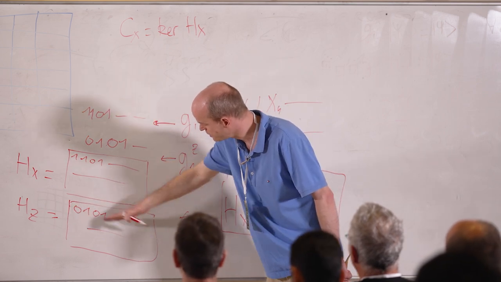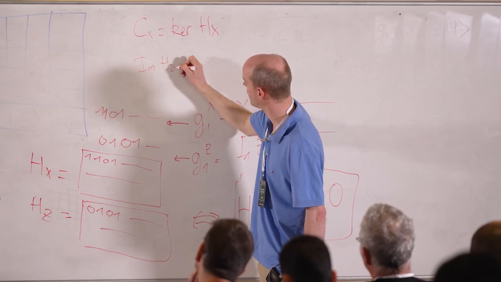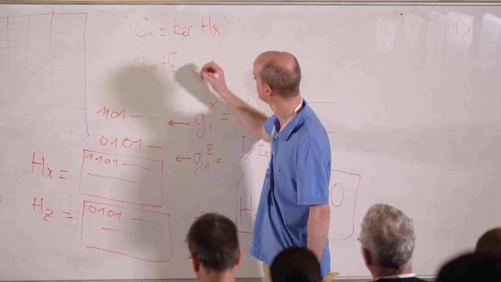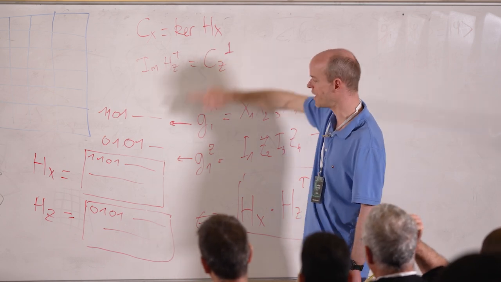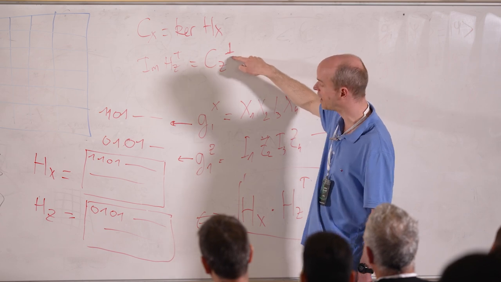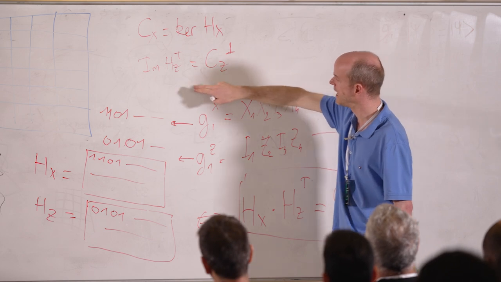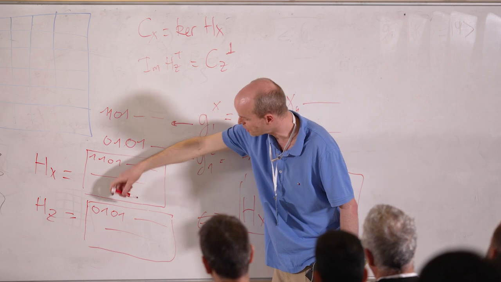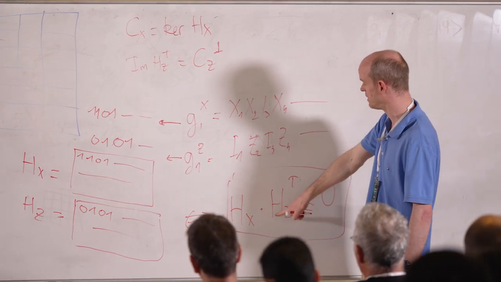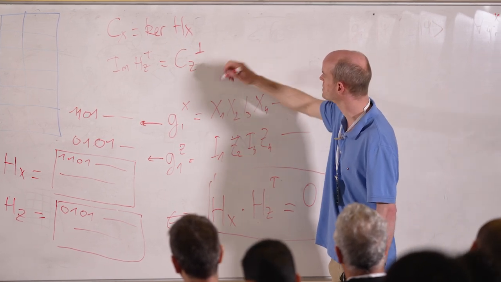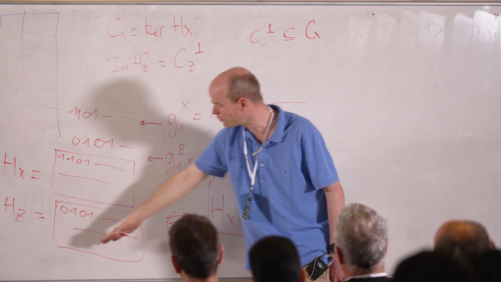The space spanned by these rows, the image of HZ transpose, is what is usually denoted CZ perp. CZ is just the kernel of HZ, and CZ perp is all the vectors which are orthogonal to all the code words of CZ. Any code word in CZ has to be orthogonal to each of these guys, and each of these guys has to be orthogonal to every code word in CZ. So what this commutativity condition tells you is that this space, CZ perp, is included in CX. CZ perp is just the space spanned by the rows of HZ.